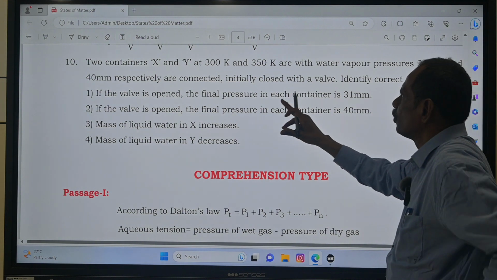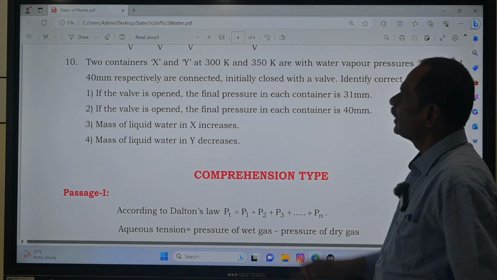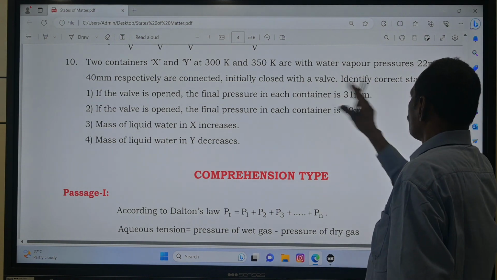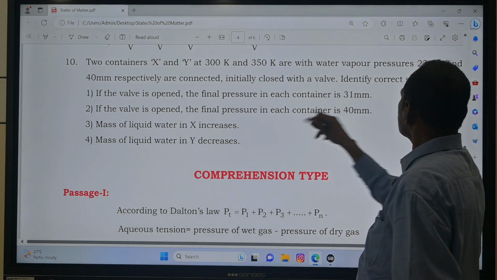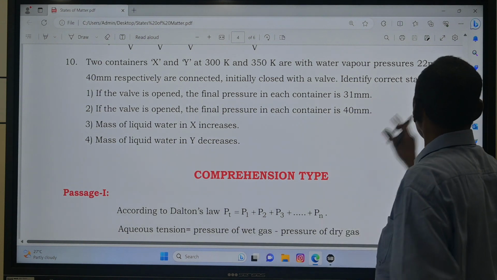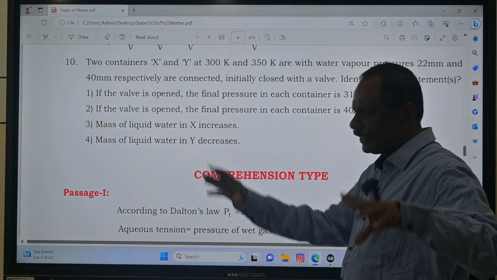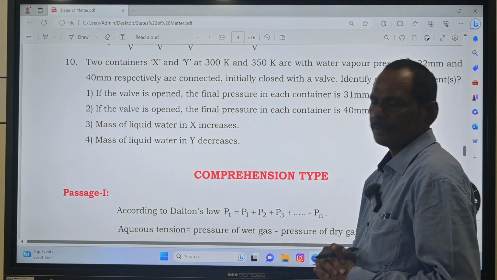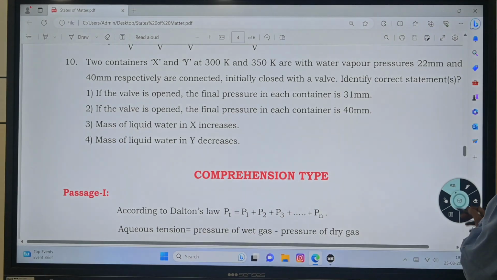X and Y, 2 containers. The first container is at the temperature of 300 kelvins and the second container is at the temperature of 350 kelvins. In both the containers, water vapor is present. In the first container, the vapor pressure is 22 millimeters and in the second one, the vapor pressure is 40 millimeters. If the 2 containers are connected through a valve, if the valve is open, then what will happen among these 4? I will explain.